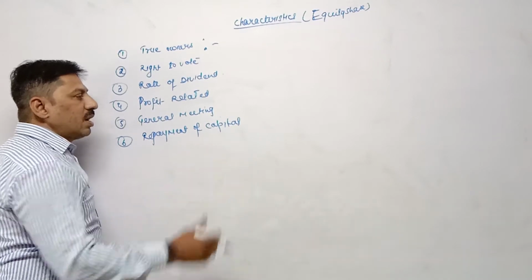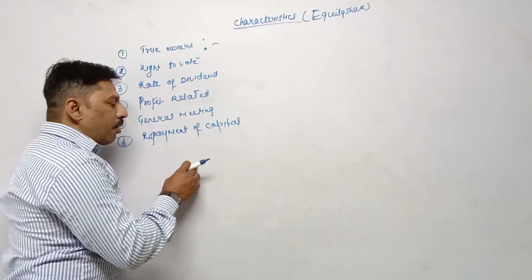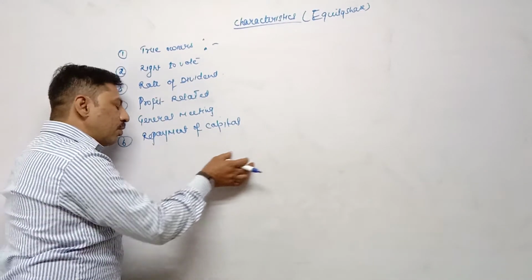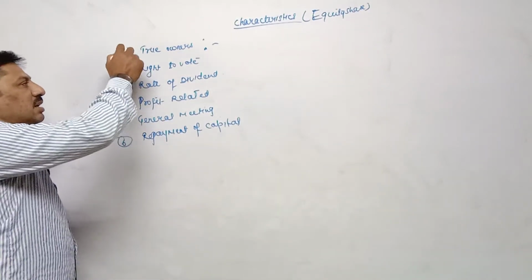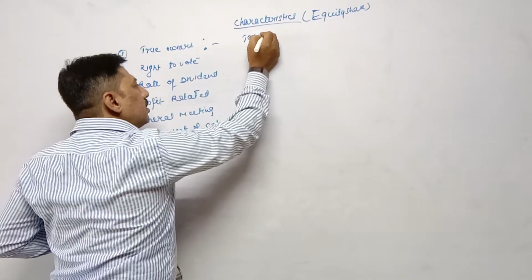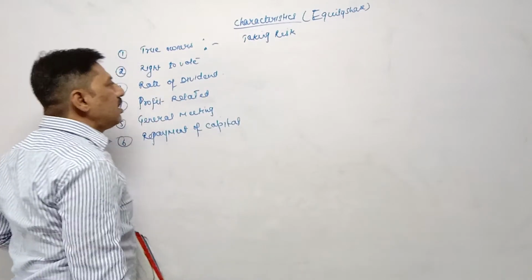It depends upon the profit. If profit is more, the rate of dividend or dividend amount will also be more. If profit is less, then the dividend amount is also less. So they are taking risk. That's why they are considered true owners.